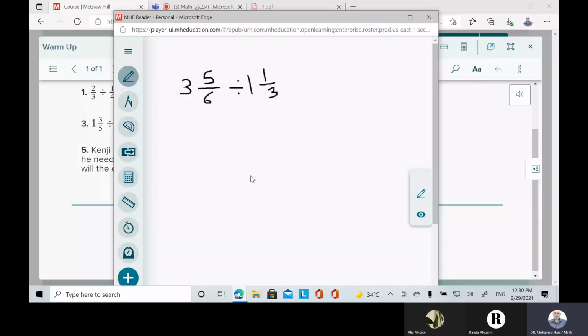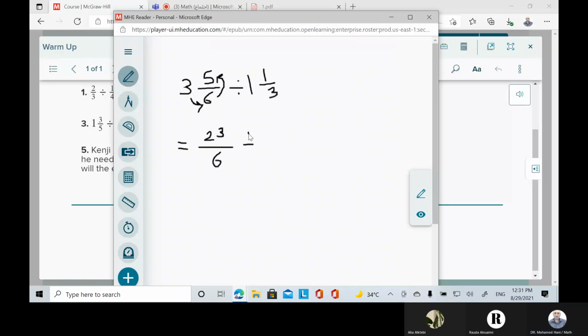And the first step, try to change from mixed number to the fraction. 3 times 6, 18. 18 plus 5 over 6. So the first step, I want to change from mixed number to the fraction. What I do, the rule said, take the whole number, multiply by the denominator. 3 times 6 will be 18. Then add the numerator. 18 plus 5 will be 23, over 6, over the same denominator.